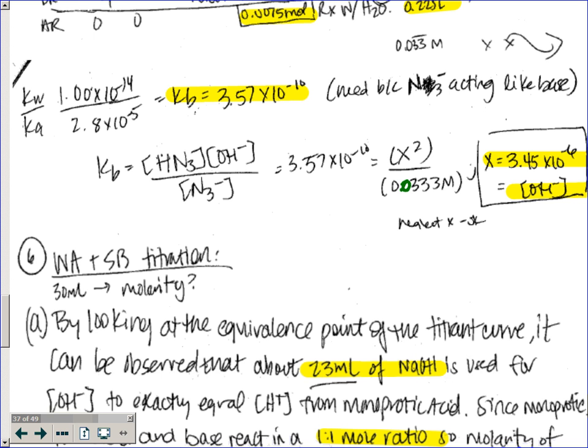So this is your Kb, x squared over 0.0333 times your Kb, solve for x. That's right, okay, good. That's just me writing. And then that's your hydroxide, and then we were done. It didn't even ask for the pH. It just said the hydroxide.